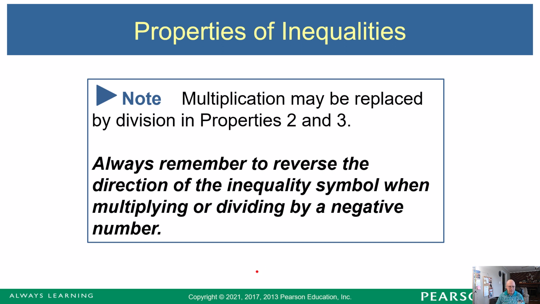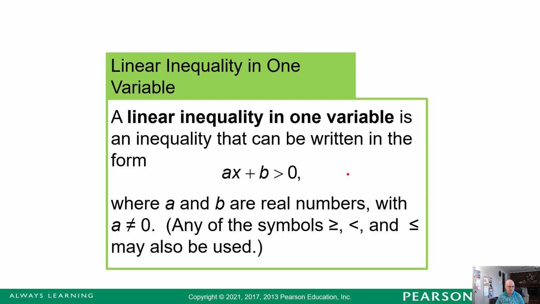Read through that. That's exactly what I said, with one exception. This expands it to multiplying or dividing. Dividing is a very close cousin to multiplying, so it would make sense. If you multiply or divide by a negative, then the inequality reverses.